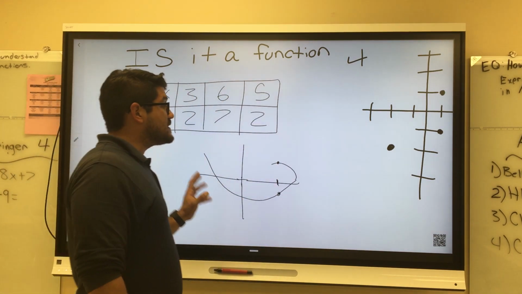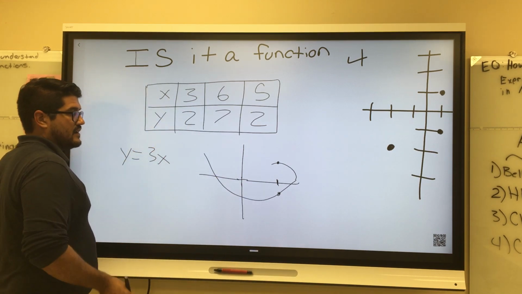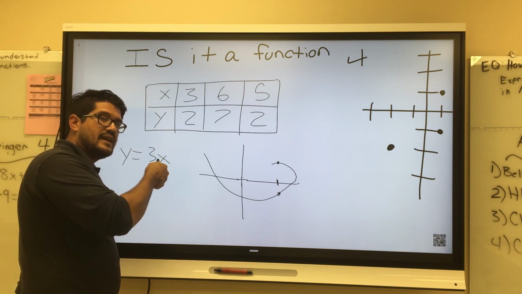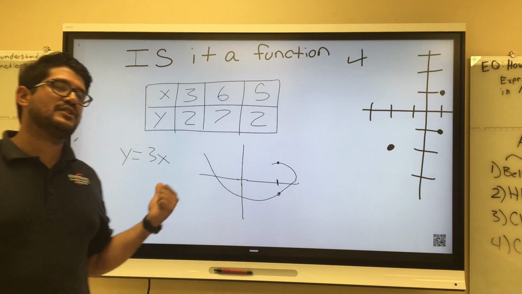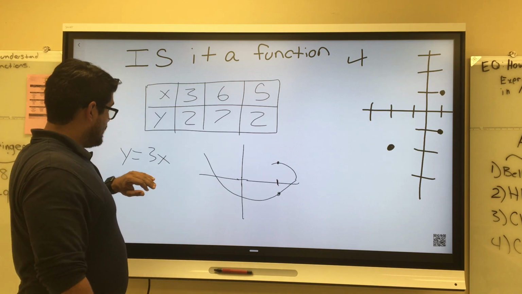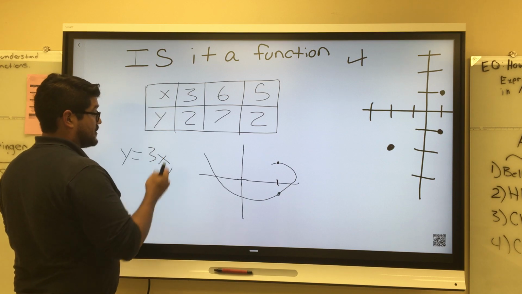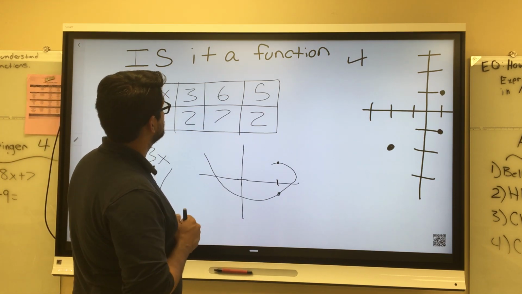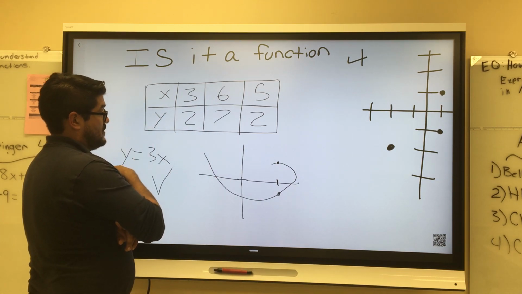So if you see something like y equals 3x, I'm not going to put a 3 into this equation and then put a 3 again in the equation and get a different answer. Every time I put 3 in that equation, I'm going to get the number 9 as the answer. So this is a function that's acceptable because this will create a linear function, so you know it's a function. This one here is a function, and this one here is not a function.